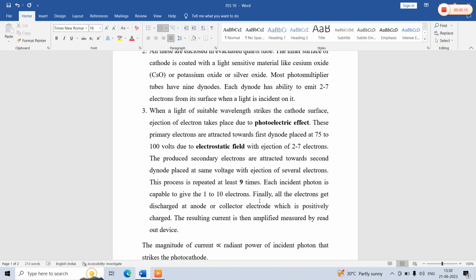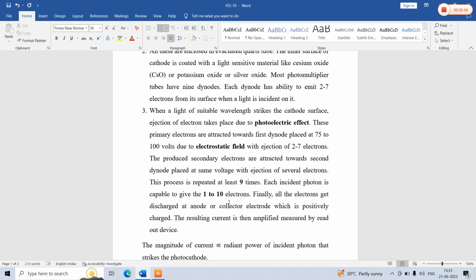Each incident photon is capable of giving 1 to 10 electrons. Now a single photon has the ability to eject 1 to 10 electrons from the cathode surface, which is made up of cesium oxide or alkali oxide or silver oxide or potassium oxide. Finally, all electrons get discharged at the anode or collector. Now here the cathode is negatively charged and the anode is always positively charged.